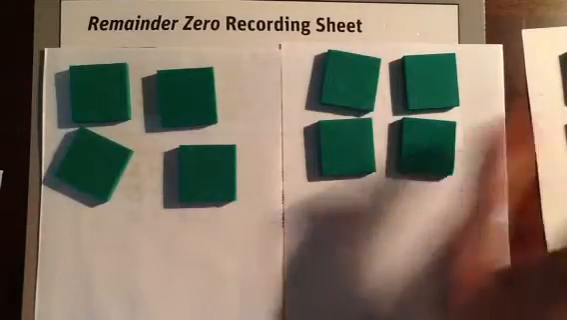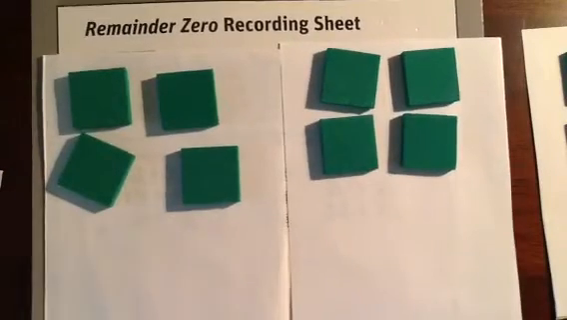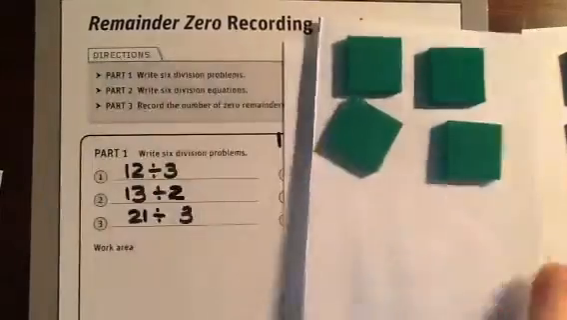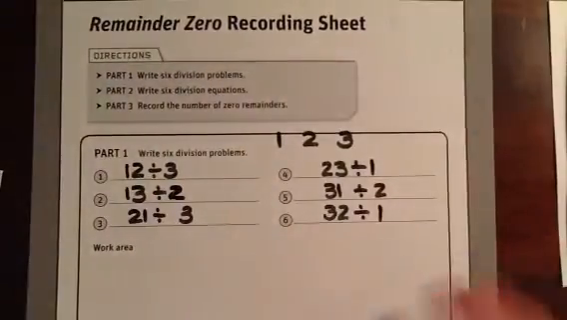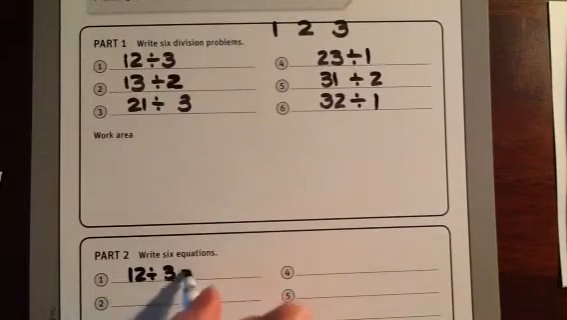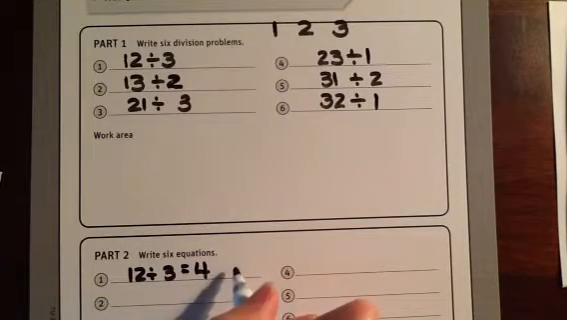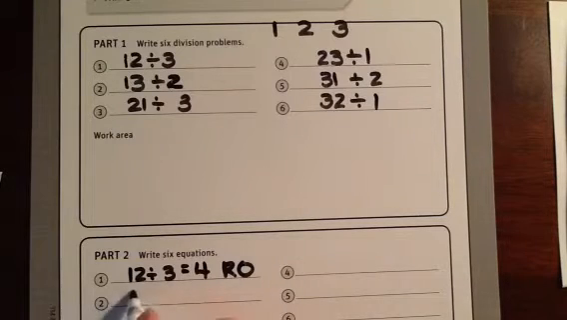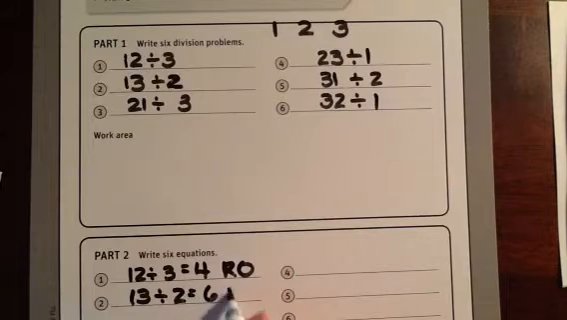So it looks like there are no leftovers, no remainders in that one, and each of the 3 groups has 4 tiles. So I'm going to rewrite that equation down here, and it's going to say 12 divided by 3 equals 4 with a remainder of 0. All right, and I'm going to continue to do that. 13 divided by 2 is 6 with a remainder of 1.